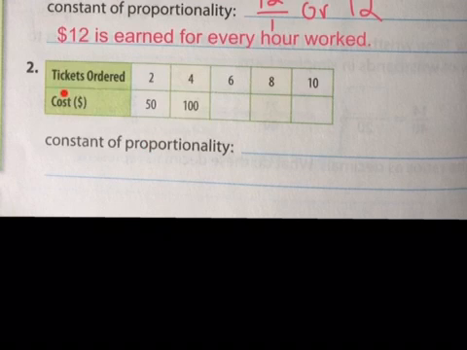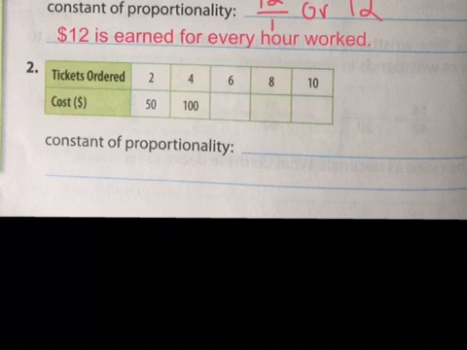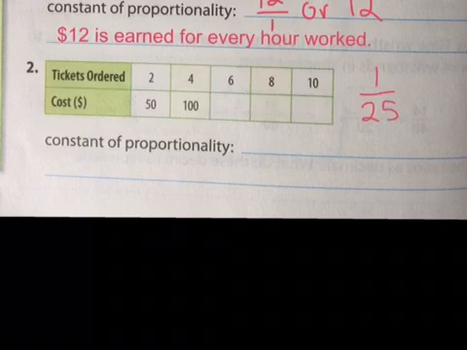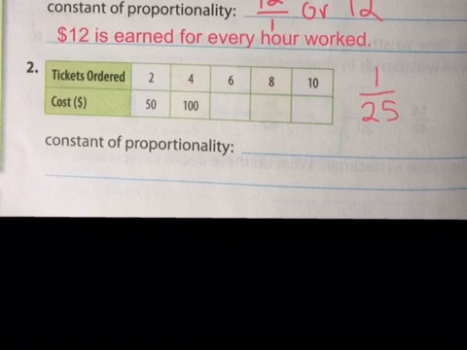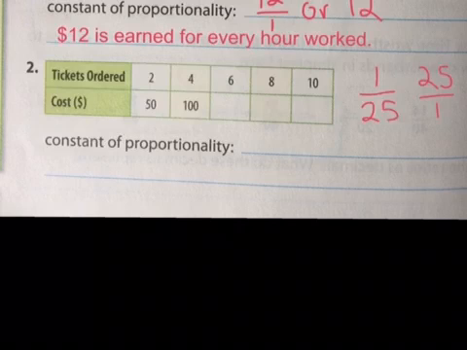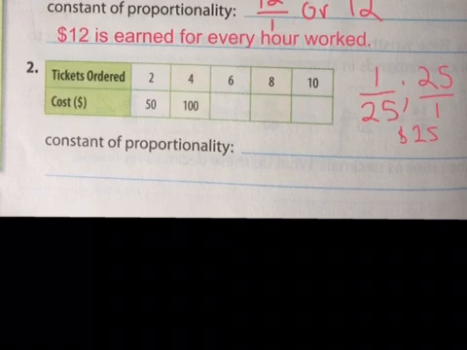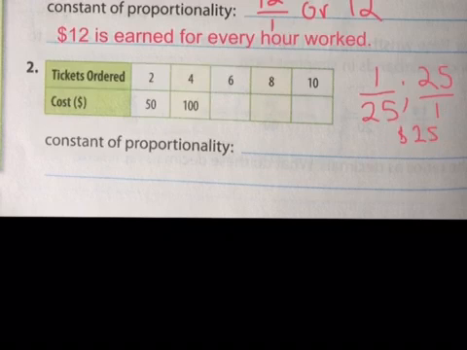We see that we have tickets ordered. We ordered 2 tickets and we're going to pay $50. That means that 1 ticket will be half of this, which is 1 to 25, right? I'm going to just write that over here on the side. 1 ticket is $25, or we just say $25 for 1 ticket, right? This is the other way to write the ratio. So that you have $25 when you divide 25 divided by 1, you get just $25. Okay, that would be our constant of proportionality.